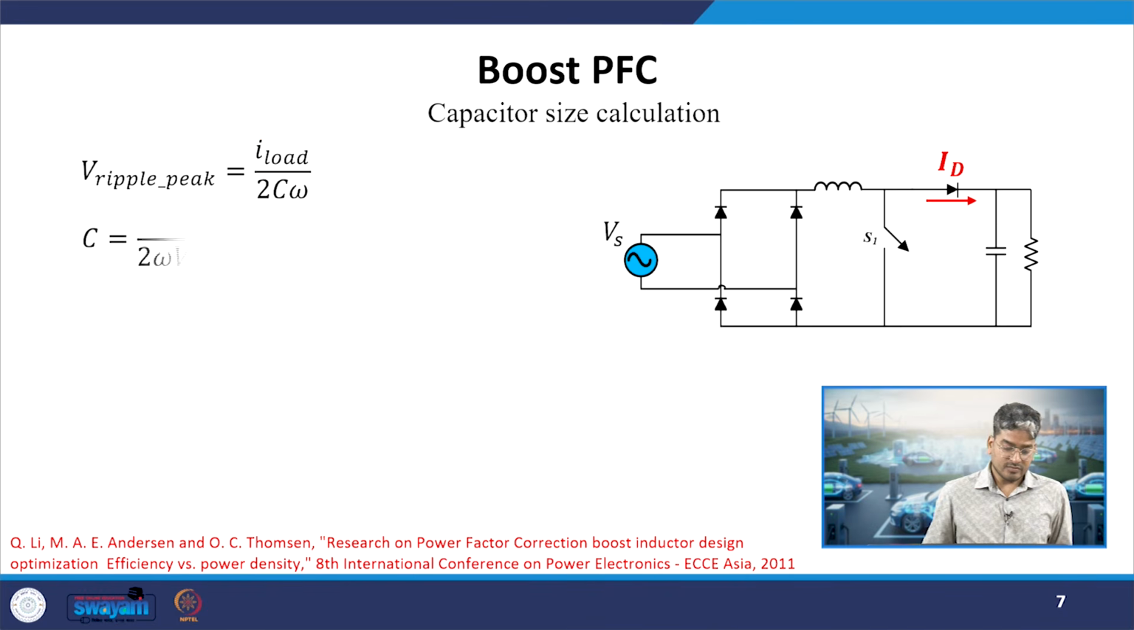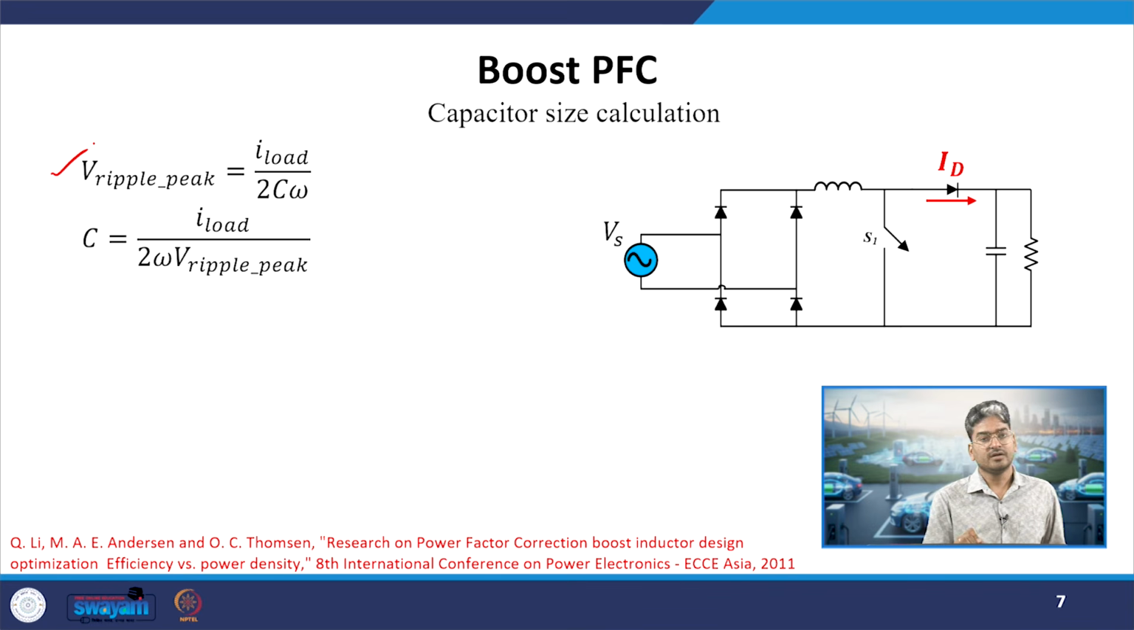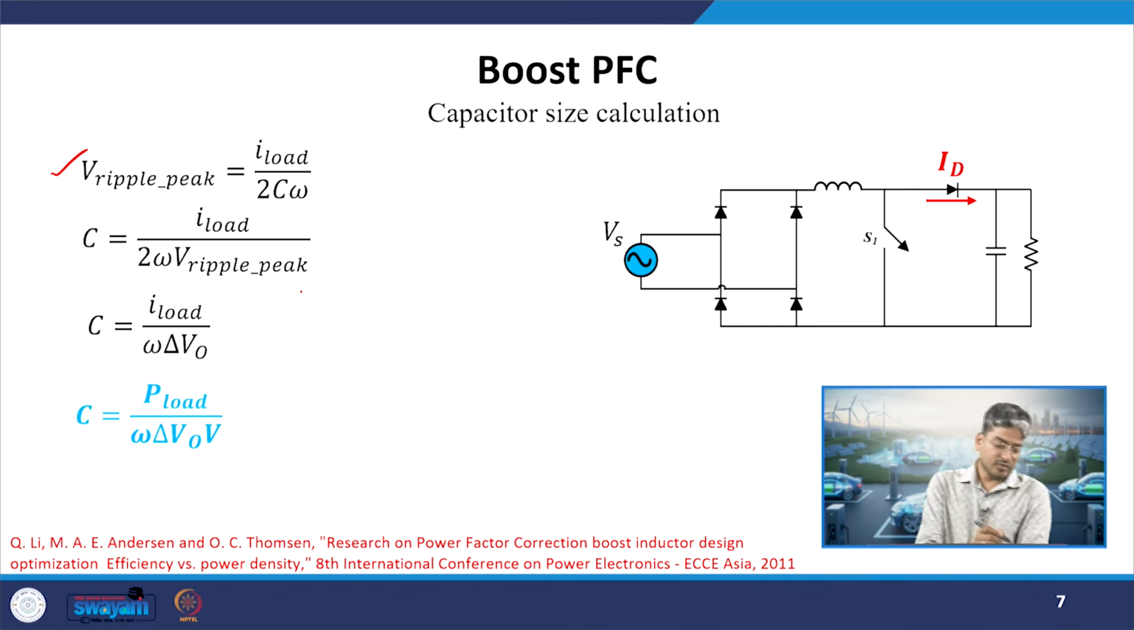So, now what is our observation in this case? What will be the capacitor size? This is the peak to peak ripple which we have obtained. Now if I rearrange that, I will see that it will be equal to I load by omega into delta V naught. Here this V ripple is nothing but the ripple from the average value to the peak value. So, 2 into V ripple will be my peak to peak ripple or delta V naught.